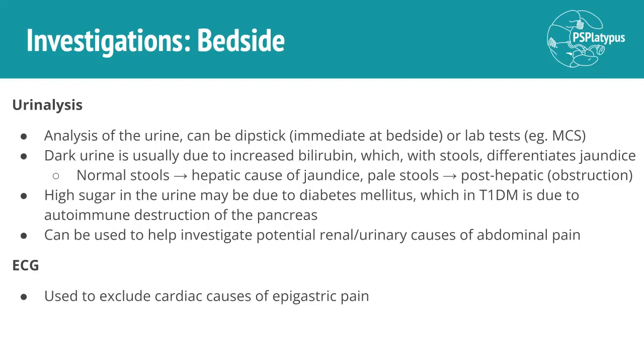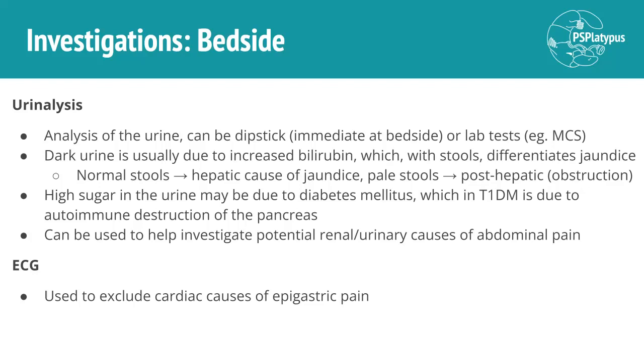And you can also use urinalysis to help investigate. If someone has pain in the abdominal region, you might be thinking potentially a bladder infection or a urinary tract infection or a kidney infection as well. And those might be more suggested or discouraged in your differential diagnosis based on what you find in the urinalysis.